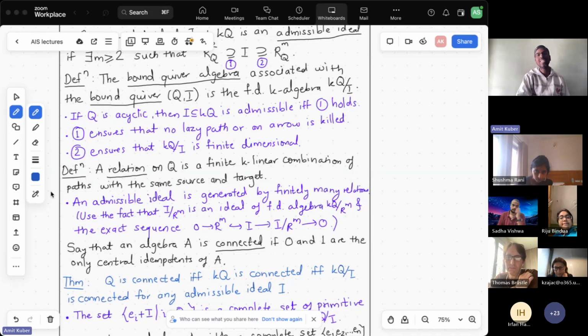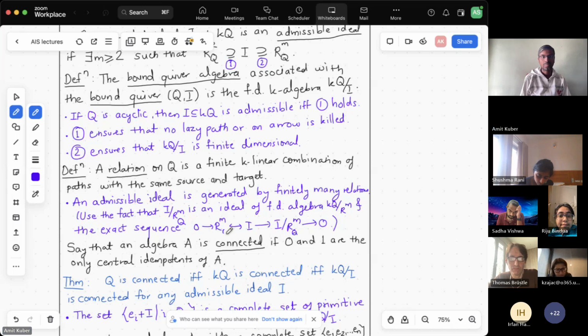So, is this ideal finitely generated by these relations or not? Well, the answer is it is finitely generated because our quiver is finite. Why is it finitely generated? Because you have to use that I modulo R to the power m is an ideal of the finite dimensional algebra KQ mod RQ to the power m. I think I forgot to mention this Q over here. Let me add those things up over here.